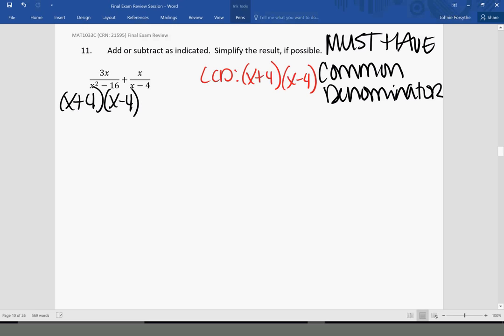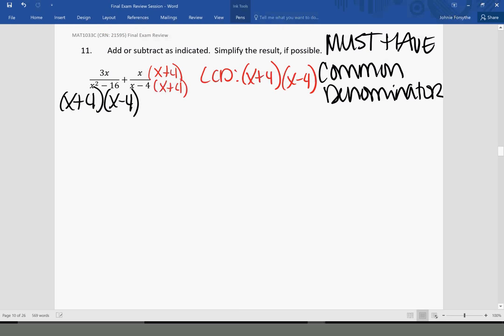This would take care of what we see in the first denominator and what we see in the second. So now you figure out, okay, what's missing in each denominator? The first denominator is fine. It is what we needed it to be. The second one is missing a factor. It's missing an x plus 4. So we need to multiply that by x plus 4. But if I multiply the bottom by x plus 4, I have to multiply the top by x plus 4.